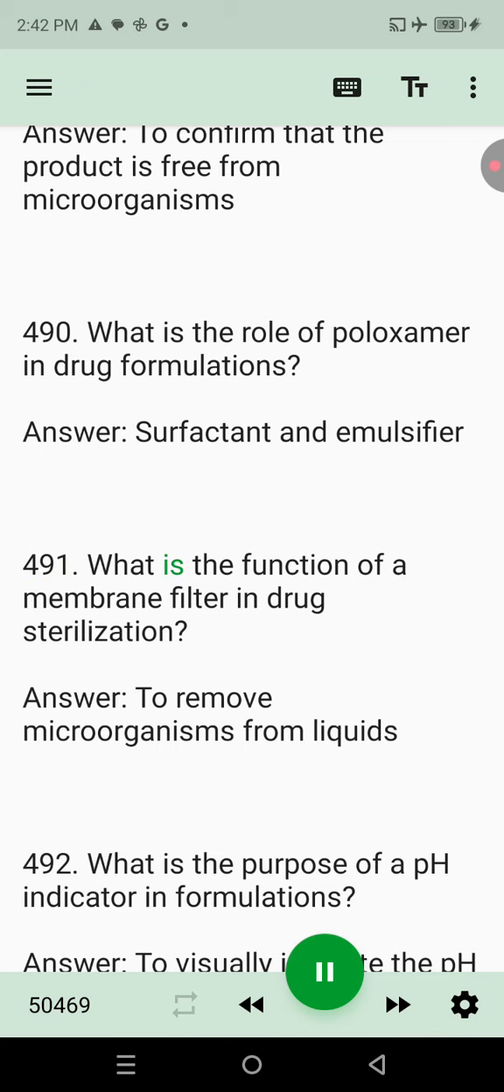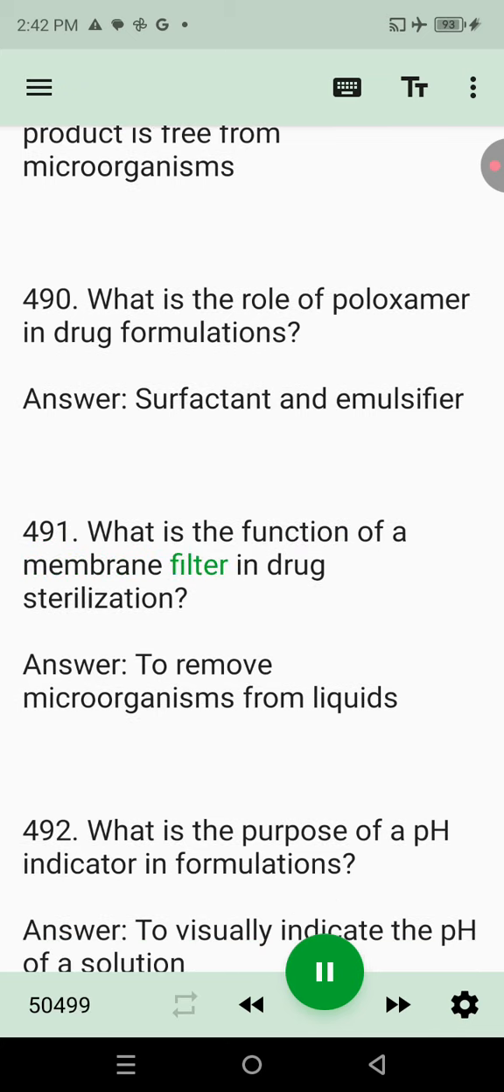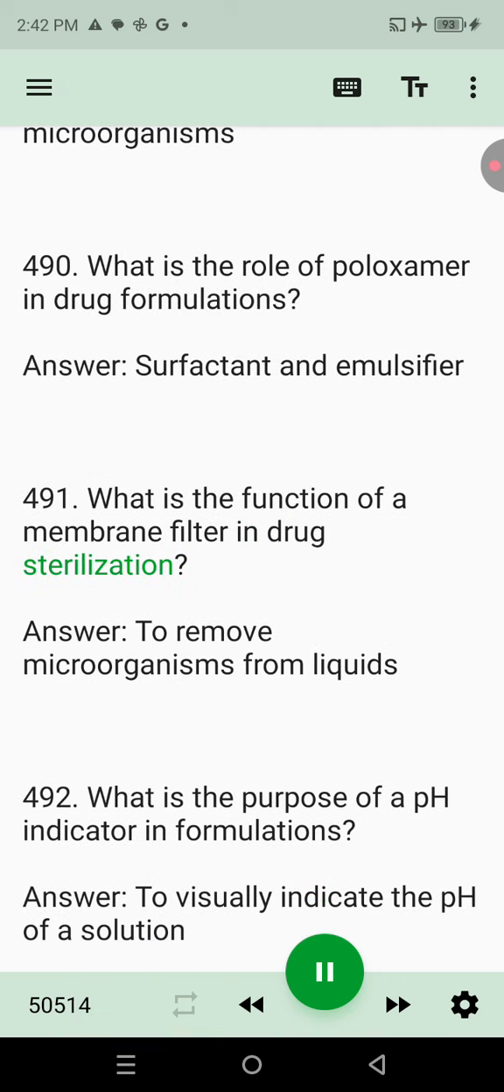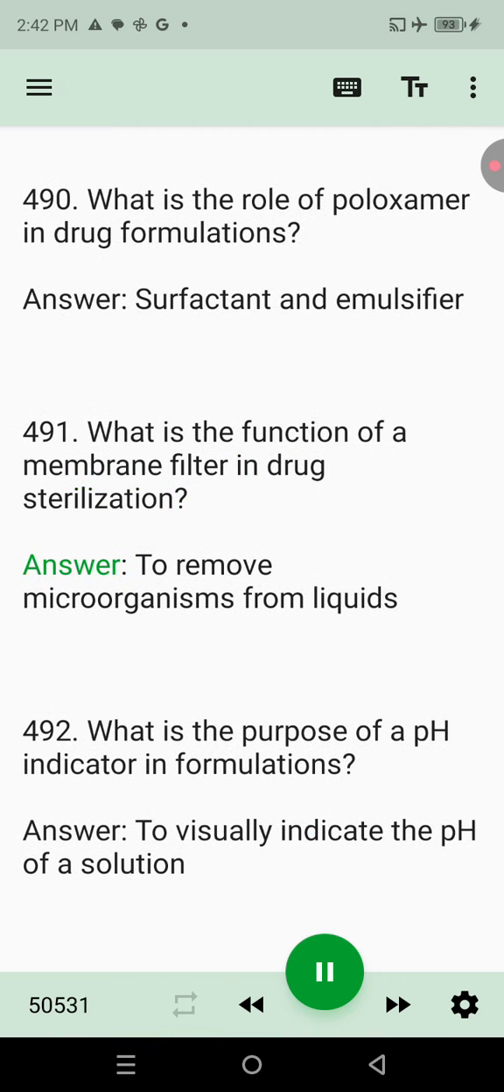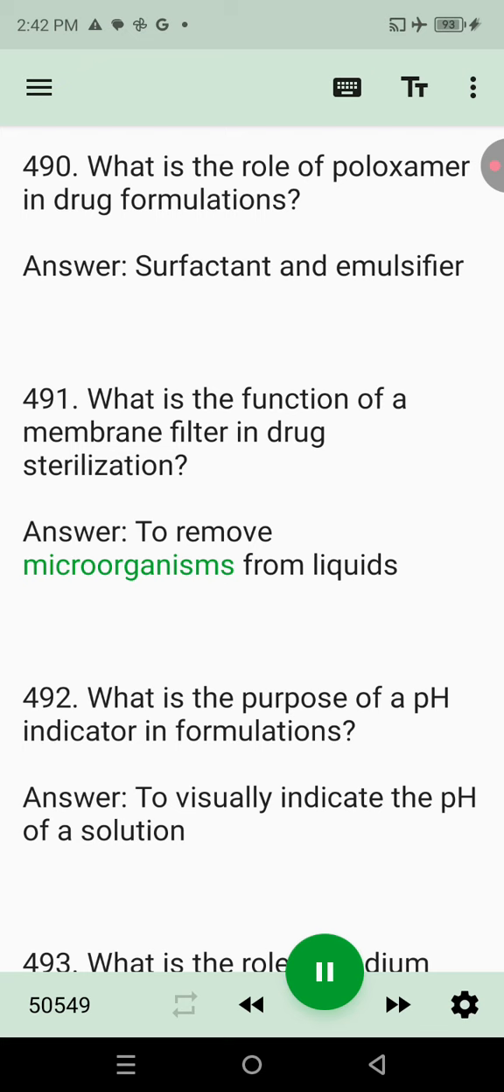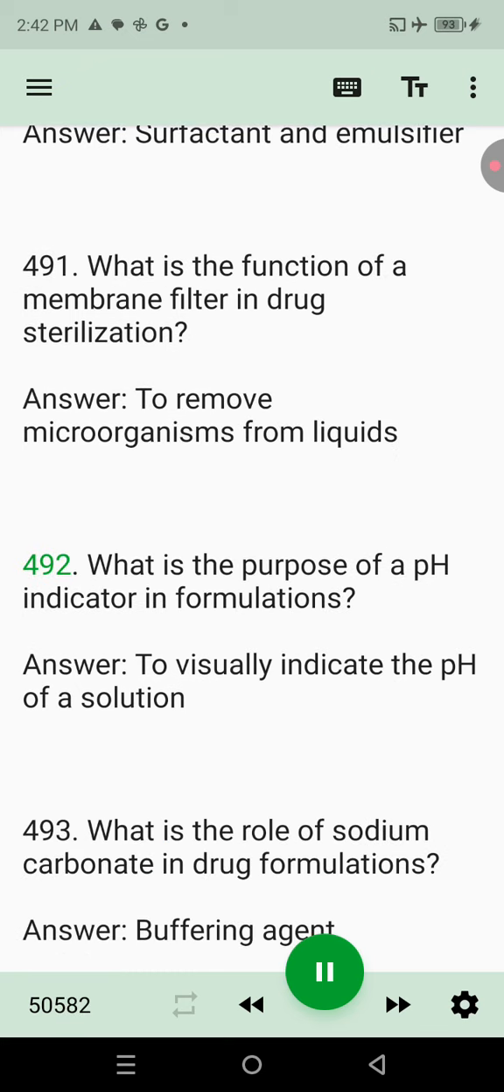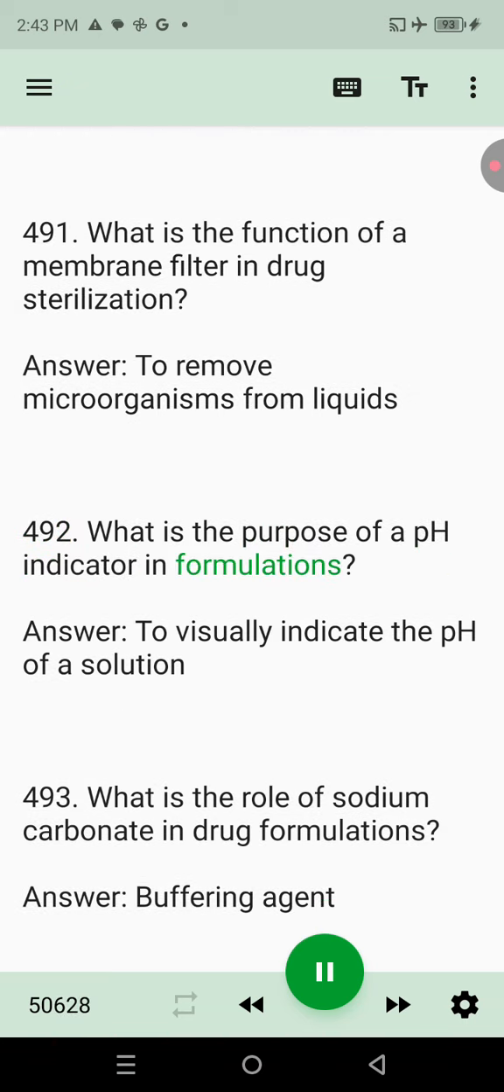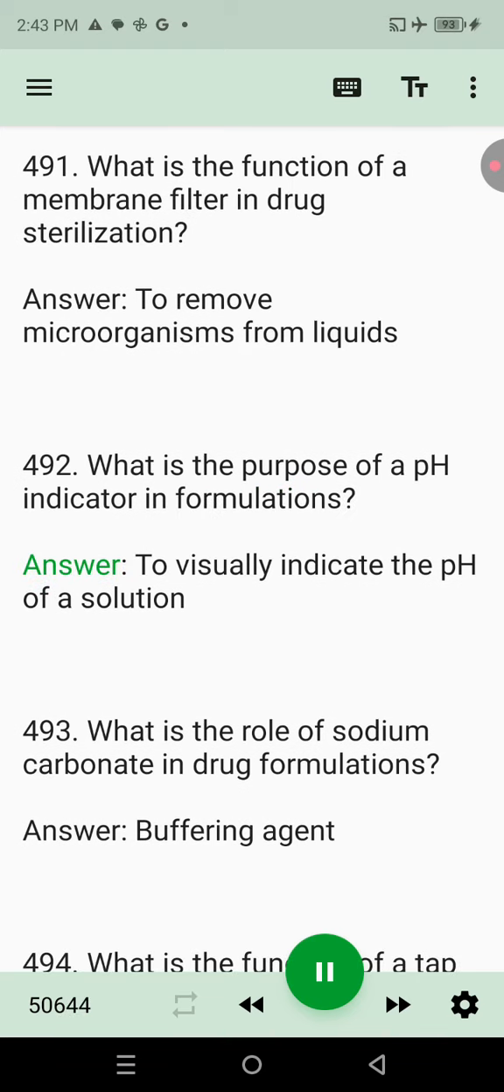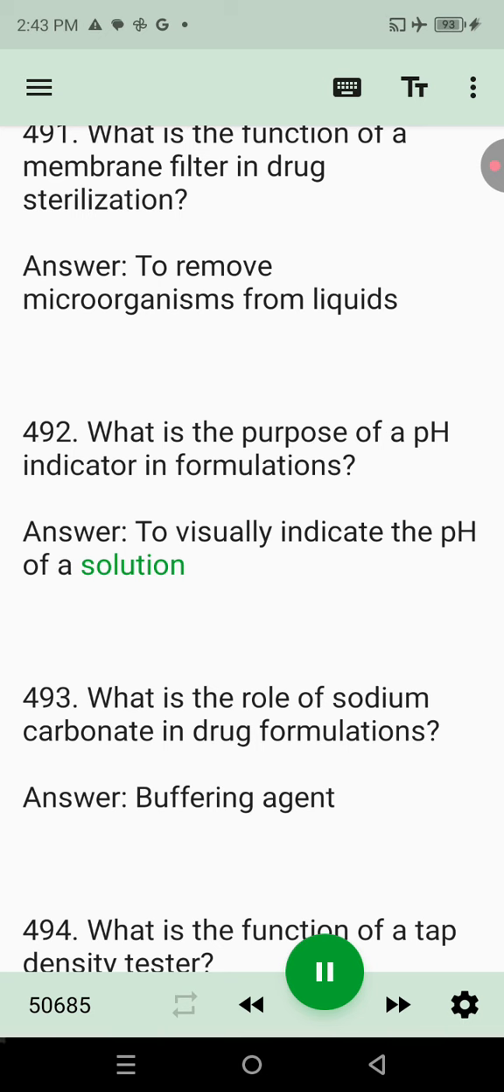491. What is the function of a membrane filter in drug sterilization? Answer: to remove microorganisms from liquids. 492. What is the purpose of a pH indicator in formulations? Answer: to visually indicate the pH of a solution.